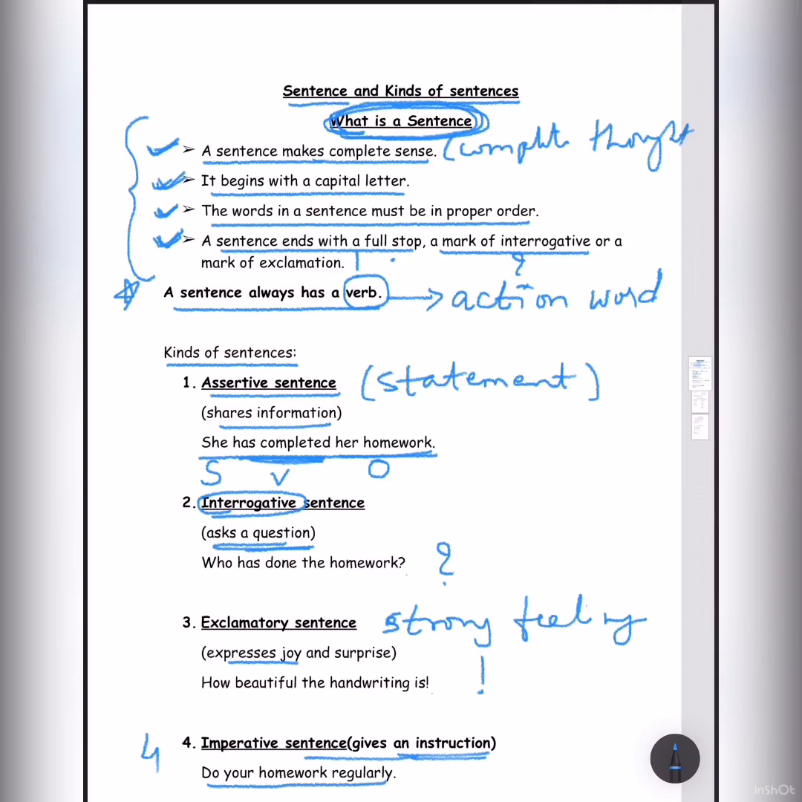Now, one thing I want to tell you, in the imperative sentence, always you will have the subject you, and the subject you is understood. The sentence is always addressed to the second person. For example, if I say, do your homework regularly, I want to say, you should do your homework regularly. Now, let us further understand the 4 kinds of sentences in detail.